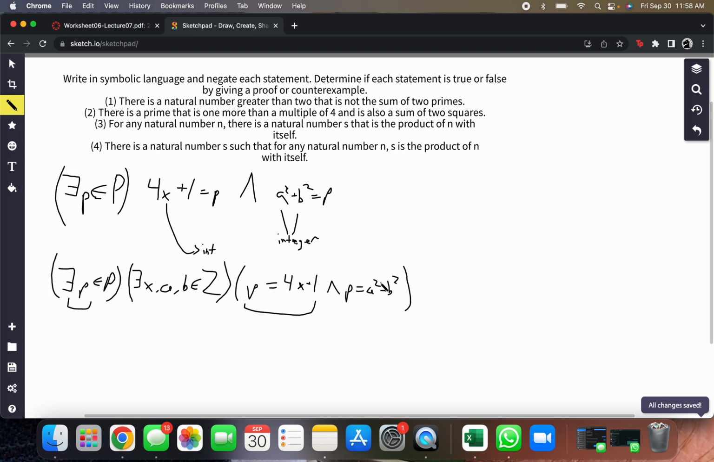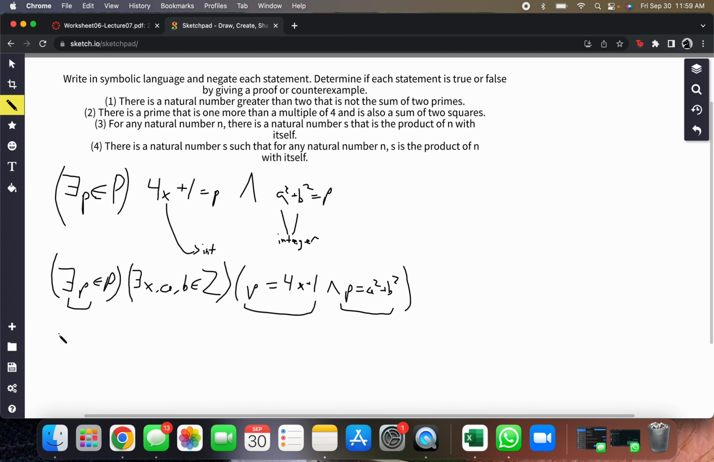And 13 is also a squared plus b squared if you assign 2 and 3 to a and b. 2 squared plus 3 squared is 13, so that's an answer. So it satisfies everything. And for an and statement, it has to satisfy both of these things to be true. It can't just be one. So now let's negate it.